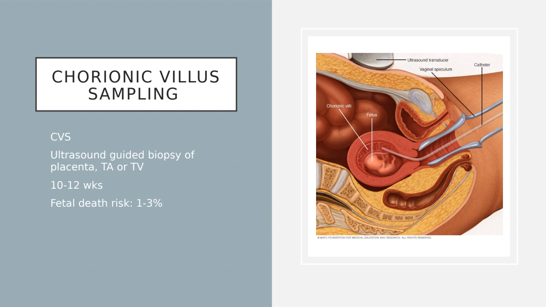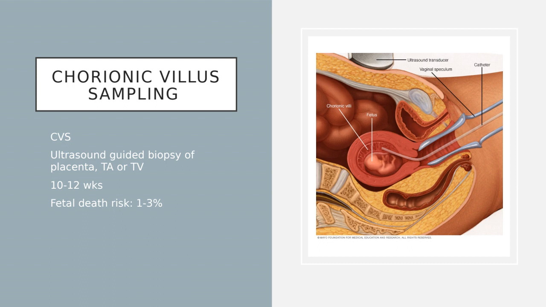This is a procedure where we're actually going in and we're trying to take out some of those cells from that chorionic villi. And we're trying to see, okay, what is actually going on with this fetal tissue? We had abnormal blood work. Okay, yeah, great. But now we really need to know what is going on with the developing tissue itself.